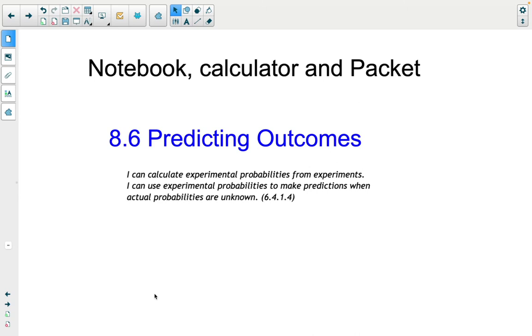Hi everyone. Today we're going to be using what we've learned about experimental probability and relative frequency to predict outcomes. So make sure you write in your next clean page of your notebook 8.6 predicting outcomes. We're going to calculate experimental probability from experiments. We can also call that relative frequency. And we're going to use experimental probabilities to make predictions when actual probabilities are not known.